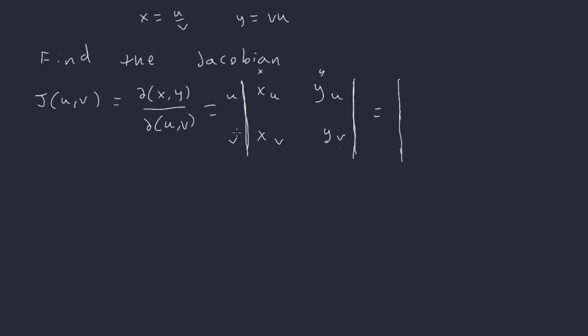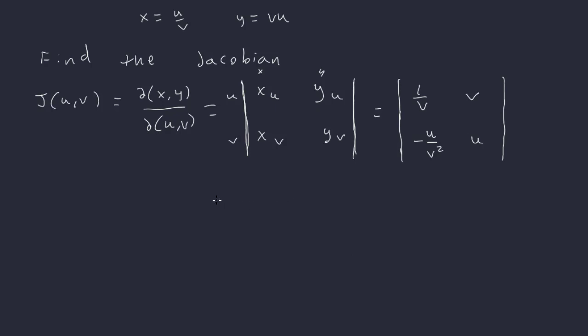Okay, so the derivative of x with respect to u, well, the 1 over v is a constant, so it's just going to be 1 over v. Right? The derivative of y with respect to u, that's just going to be v. Okay. Derivative of x with respect to v, well, now it's the u that's the constant, and the v that's in the denominator is the variable, so this is going to be negative u over v squared. Okay, and then y with respect to v, that's simply going to be u.